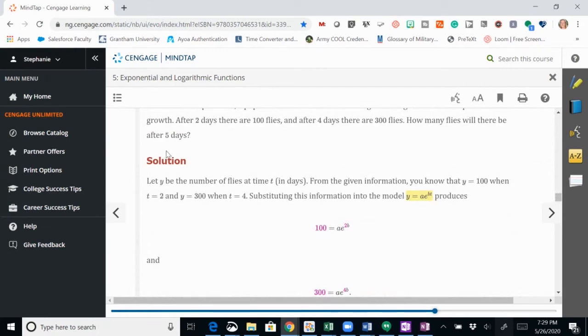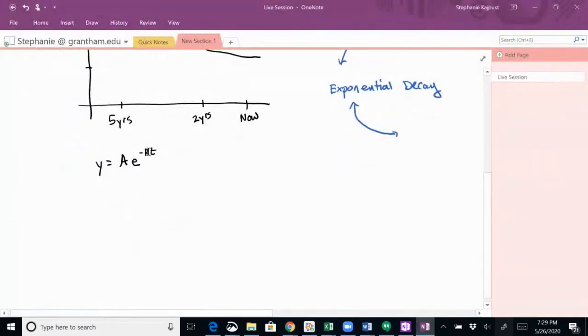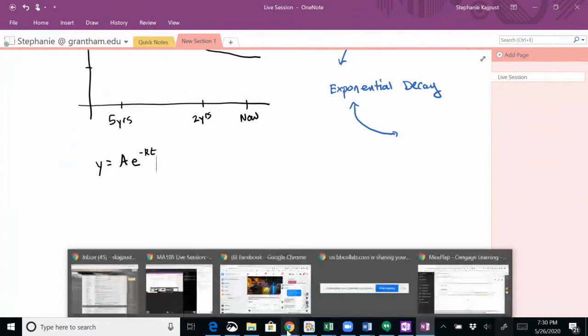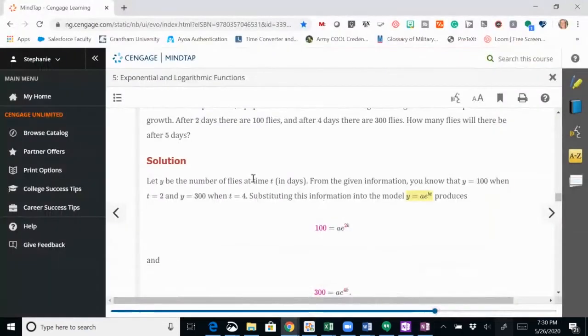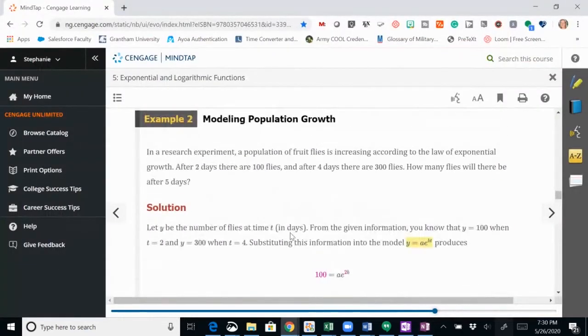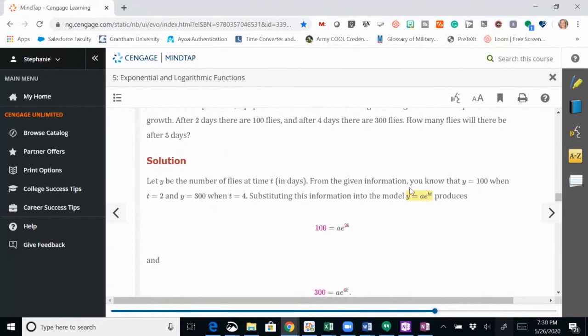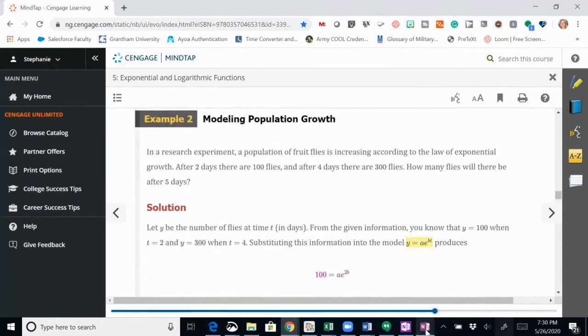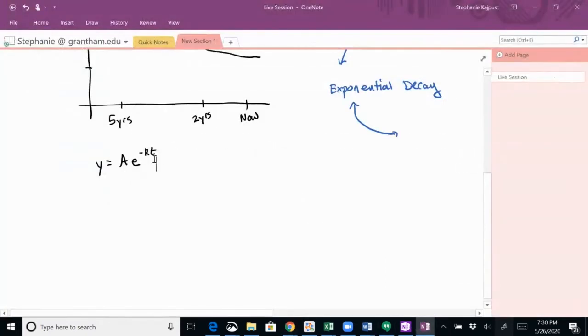But for any population growth or decay kind of situation, this is the model that we generally use. So we're going to use this model. And so I used k, and I made it negative because I know that it's decaying. While here, the number of flies is increasing because it started at 100 and then it was 300. So that's why they have a positive there. But since I know that it's going to be negative because we're decreasing, I can put that negative in there.